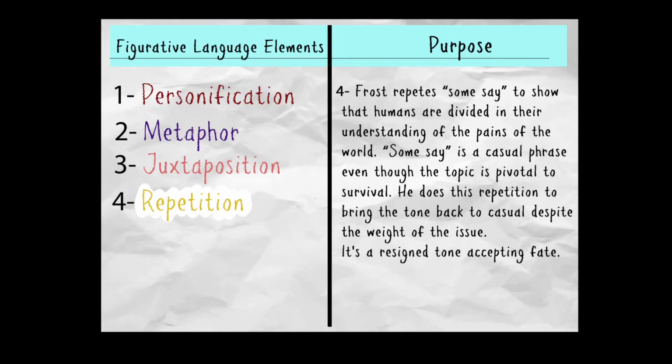human personal level. He's also using this repetition to show that the views of people are divided, that some think this while some think this. So in using this repetition, he's showing some say that we're divided in what our ideas are of the pains of the world. But also he's using it to bring back this doom and gloom topic to a casual, comfortable level of speaking. Even though the topic is pivotal to our survival, the repetition brings the tone back.